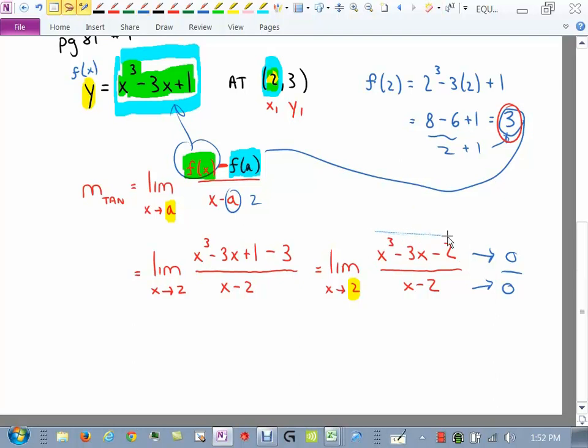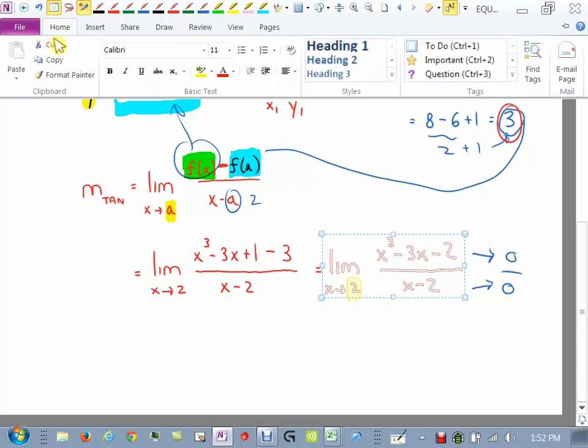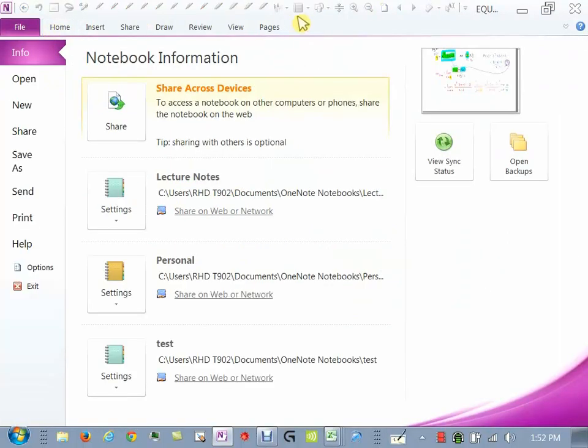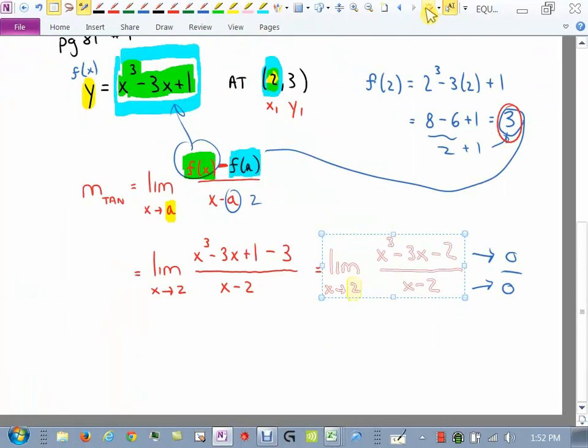So let me grab this for a second. Well, you know what? I'm going to grab the whole thing. There we go. Grab this whole thing. Take it to the next page with me. Get a new page.